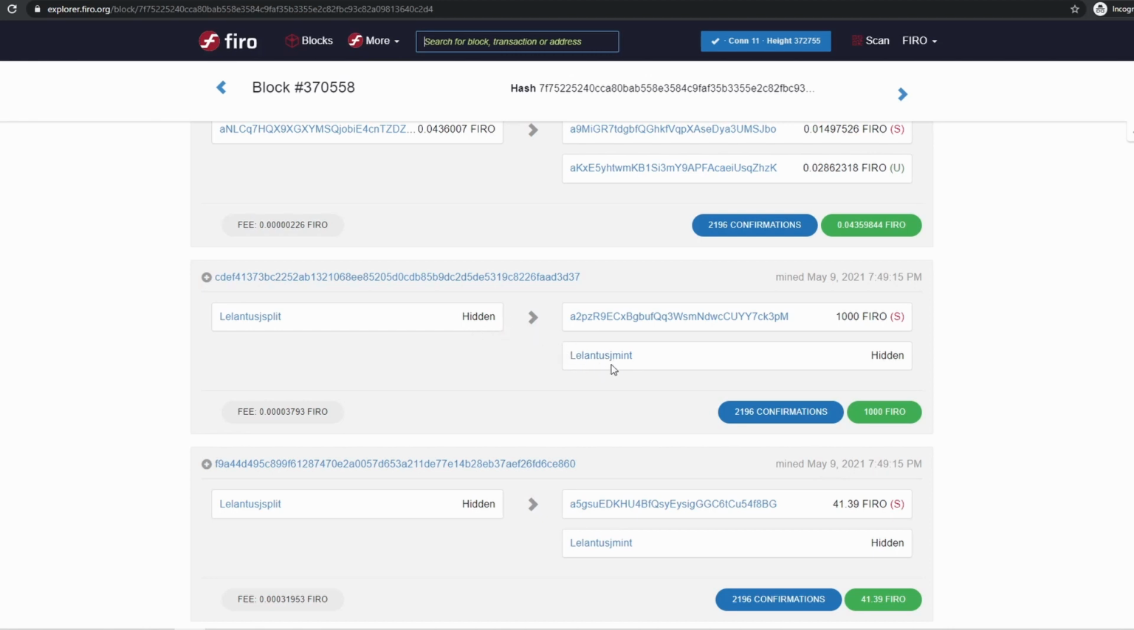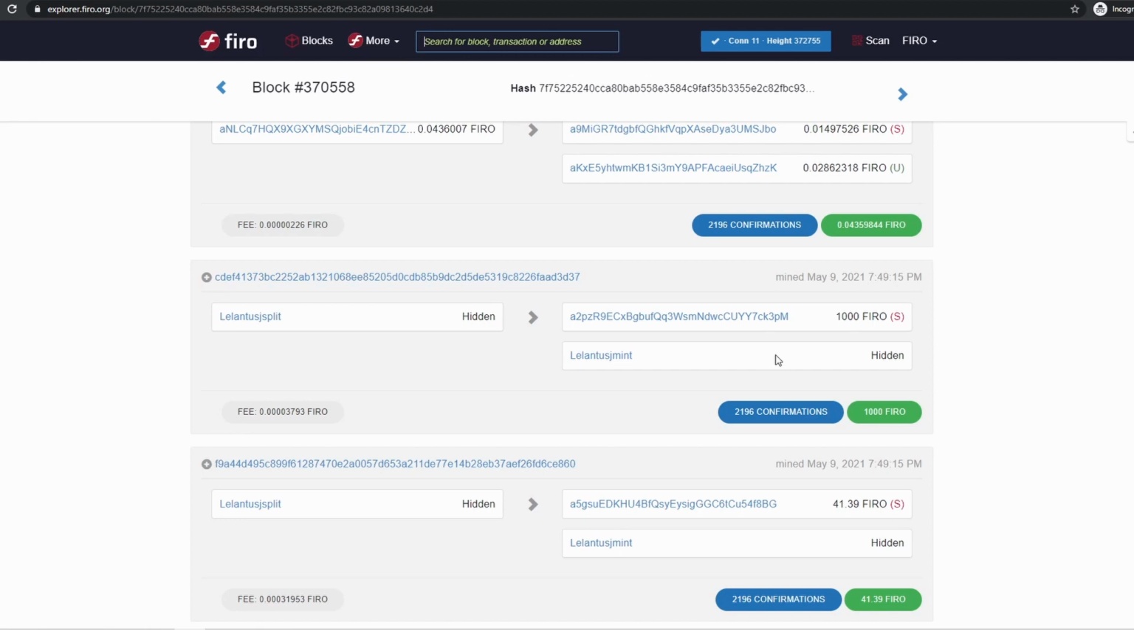Lelantusjmint. Remember in the Bitcoin case how the change of the transaction was sent to a public address? Well, here, we aren't able to see how much change there even was. What's more, the change just goes back into the anonymity set. As an example, the sender could have sent 1,200 Firo. This address received 1,000 Firo, but the 200 Firo change is still in the anonymity set. So we have no information on how much anonymous Firo the sender has, past or present.